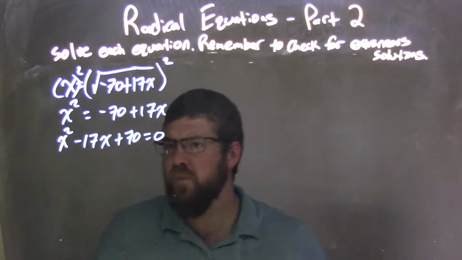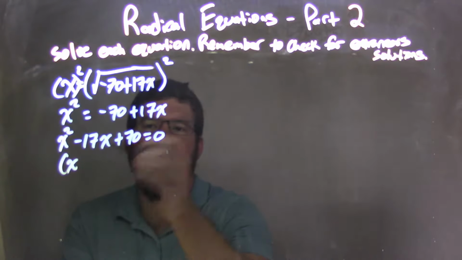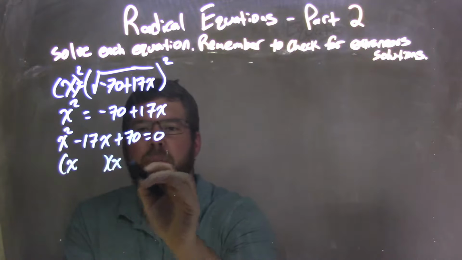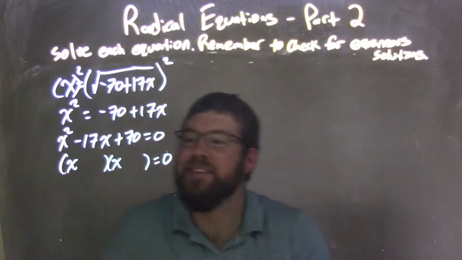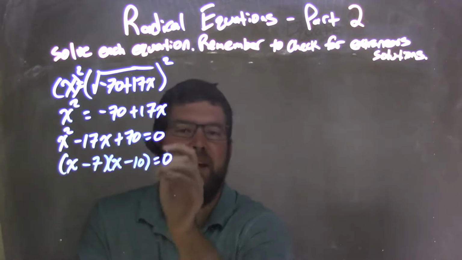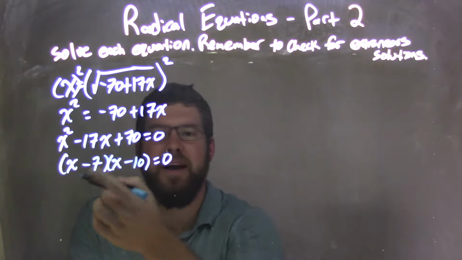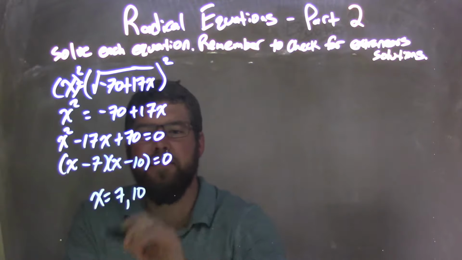Now from that, we need to factor. I subtracted 17x and I added 70, just so you can see that. Factor this: what two numbers multiply to be 70 but add to be negative 17? That's negative 7 and negative 10. Negative 7 times negative 10 is a positive 70, but they add together to be negative 17. When I simplify, I set both parts equal to 0. I'm left with x equals 7 and 10.